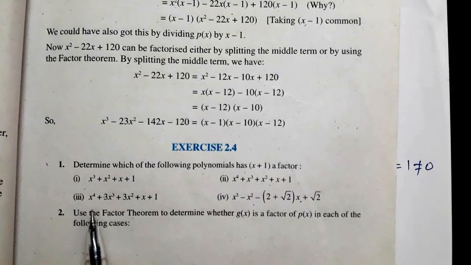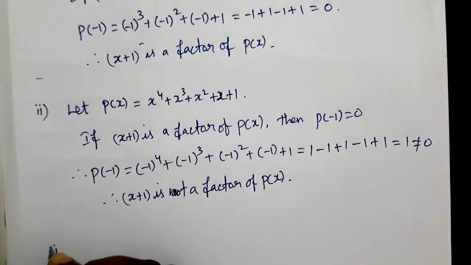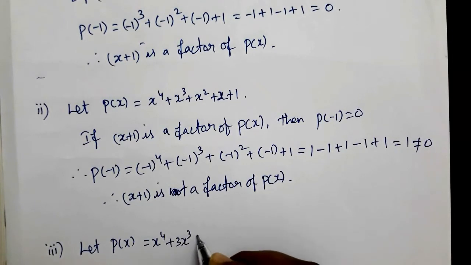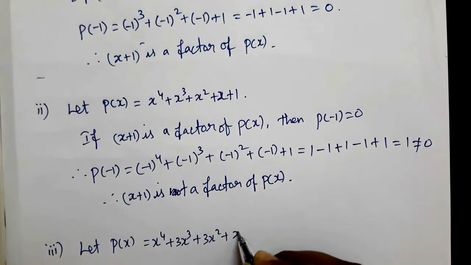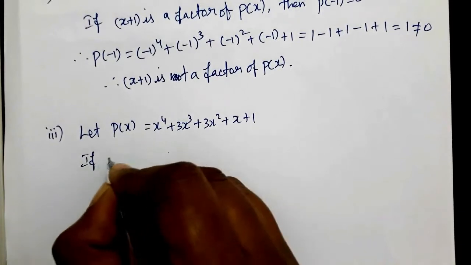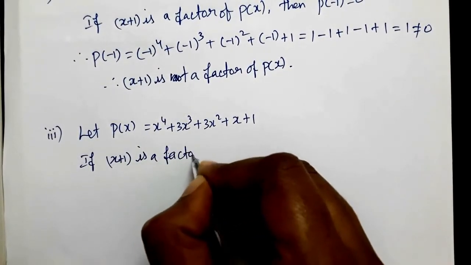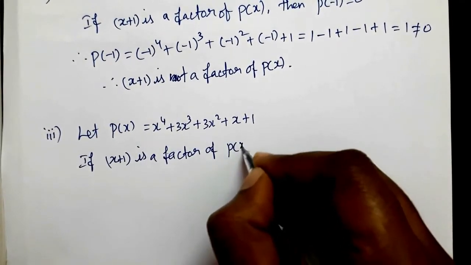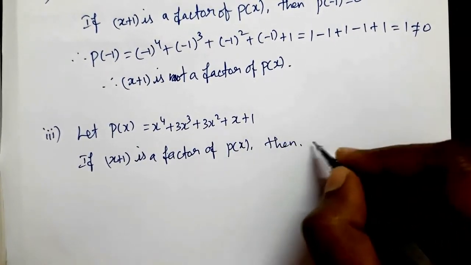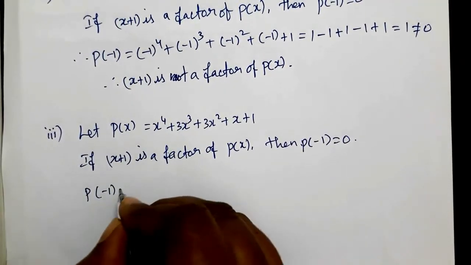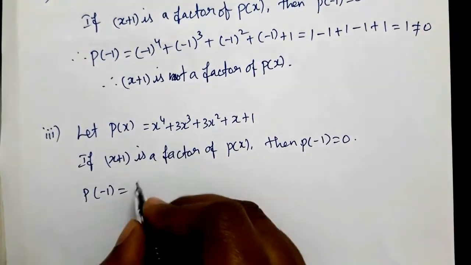Sub question 3: x power 4 plus 3x cube plus 3x square plus x plus 1. Third one. Let p of x equal to x power 4 plus 3x cube plus 3x square plus x plus 1. If x plus 1 is a factor of polynomial p of x, then p of minus 1 equals 0. Now we need to find p of minus 1. Here we can substitute minus 1 instead of x.